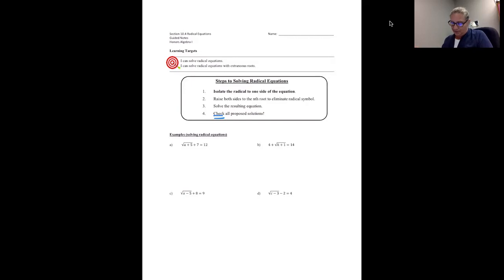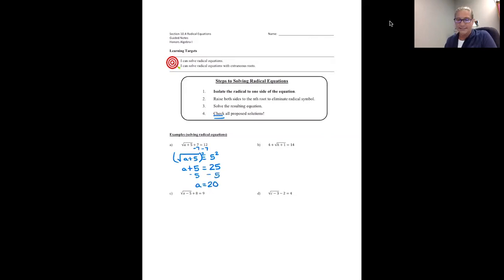All right, taking a look at part A. The first thing we need to do is subtract 7 from both sides to isolate that radical. The square root of a plus 5 is equal to 5. Then we are going to square both sides. And when you square, you drop the radicand out from under the radical. To solve for a, we're going to subtract 5 from both sides, and a is equal to 20.